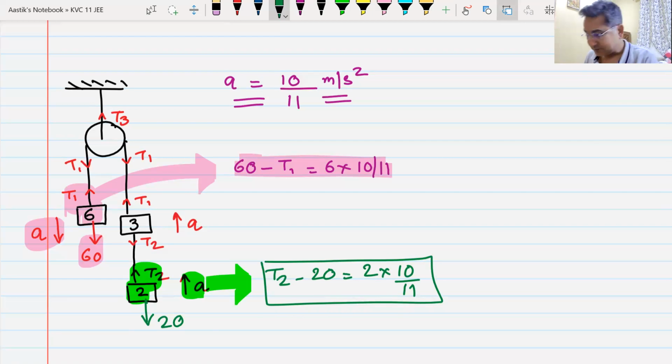Do you understand this? So once you get the value of this acceleration, rest everything is simple. Anyone has any doubts in this? How I've done this? Shall we move ahead?